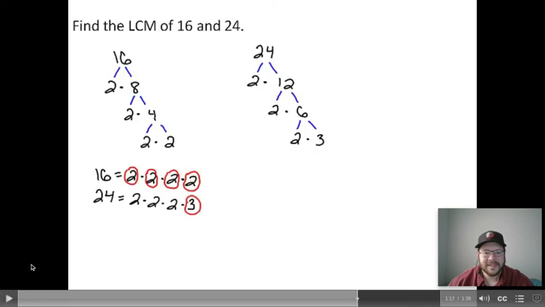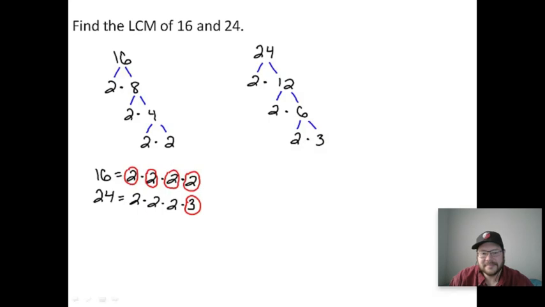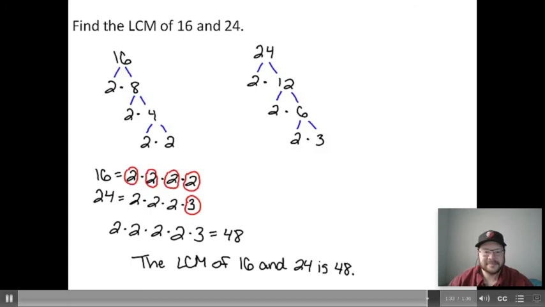Okay, so now what do you do to find the LCM of 16 and 24? What do you do with those factors? Yes, you multiply them. So what is the LCM of 16 and 24? The least common multiple, you want to find the product of the circled factors. So the least common multiple is 2 times 2 times 2 times 2 times 3, which equals 48. So the least common multiple of 16 and 24 is 48.